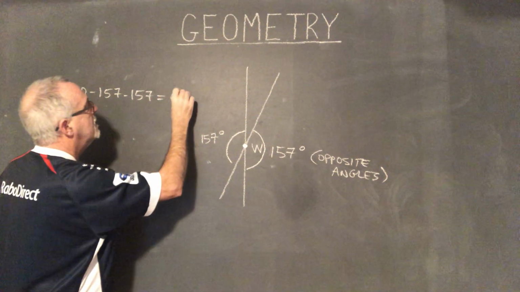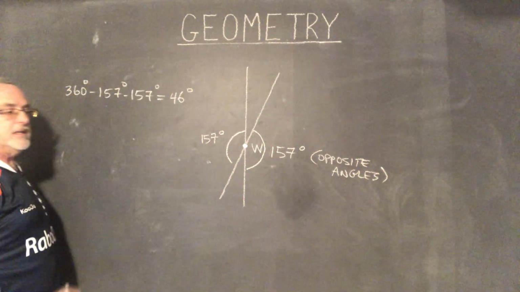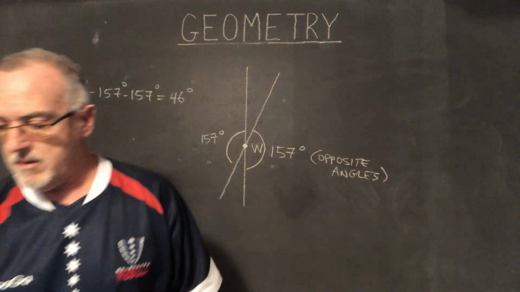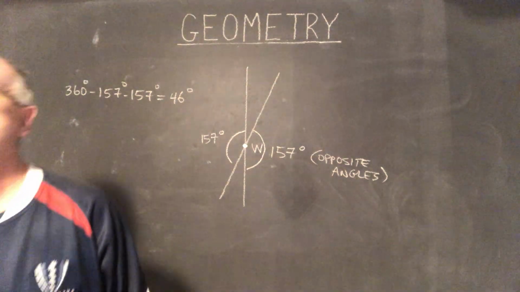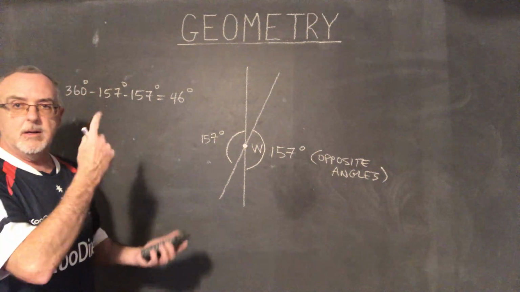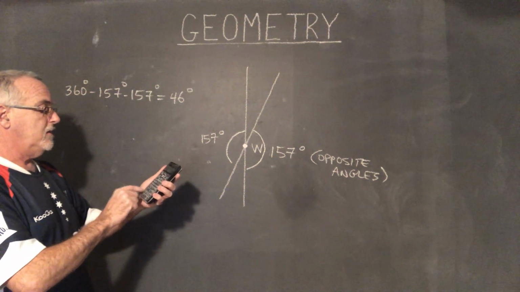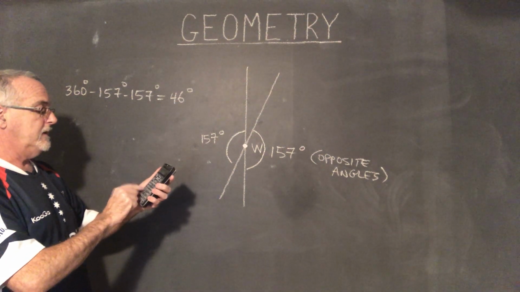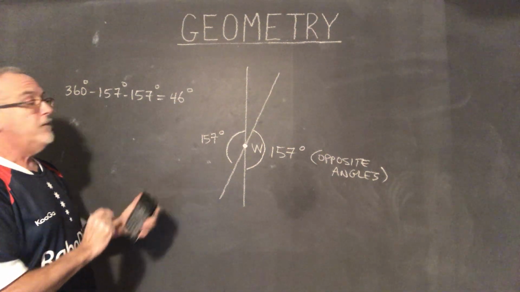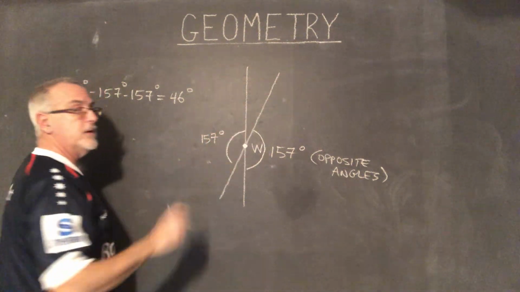46, I think. And I'm going to put all my degree symbols in. I want to be fussy. Where's my calculator? I'm going to make sure, because I do not want to ruin this lesson when I get so close to the end by calculating something in my head and getting it wrong. 360 minus 157 minus 157 equals 46. I was right. But I'm not finished, because neither of these angles is 46 degrees.